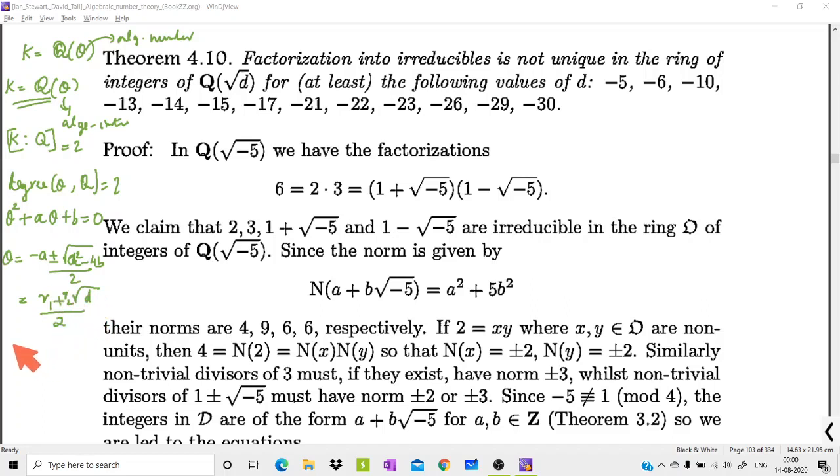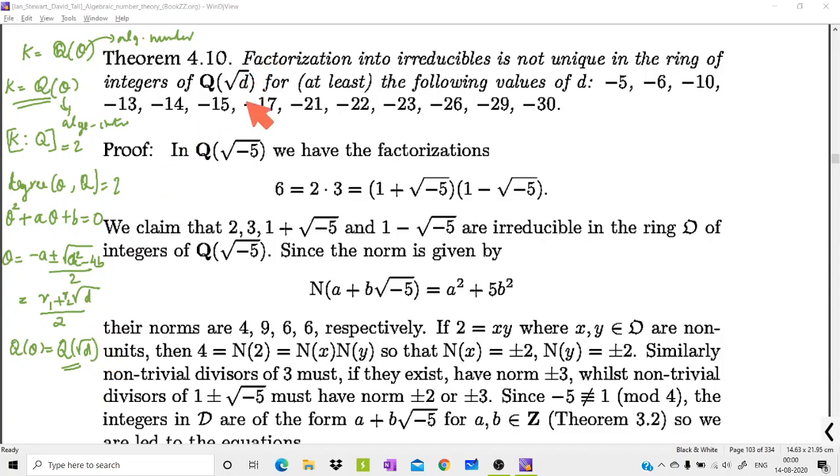So Q of theta can now be written as Q of root d, because r1 by 2 and r2 by 2 are elements of the rational numbers. So any quadratic number field takes this form. This is also discussed in chapter 3. Once you have this Q of root d, we consider Q of root d for some square free number d as the general form of a quadratic number field.